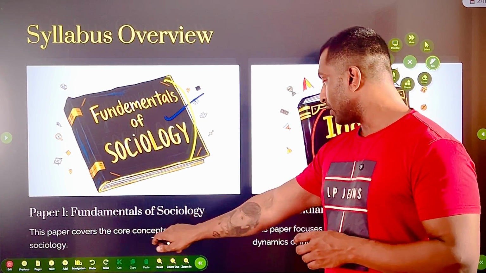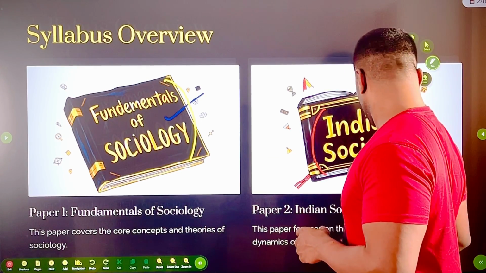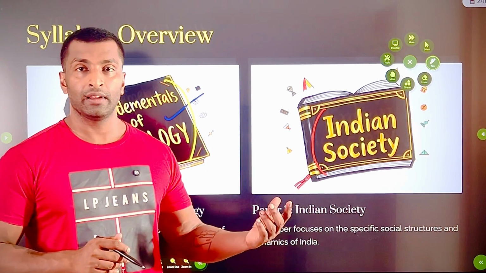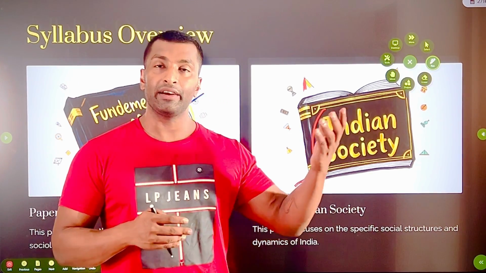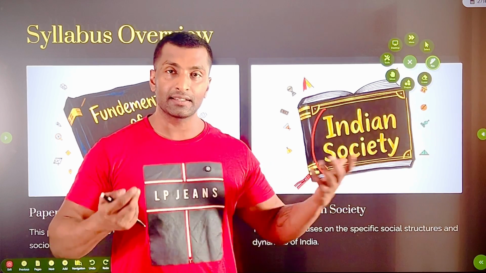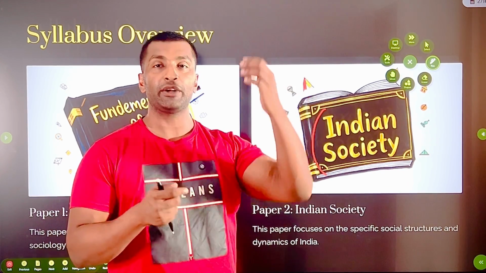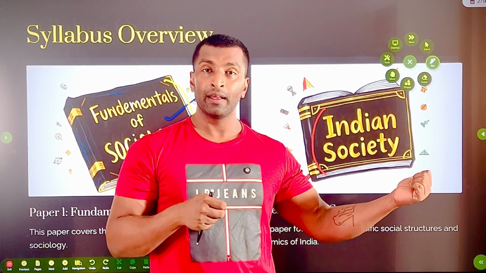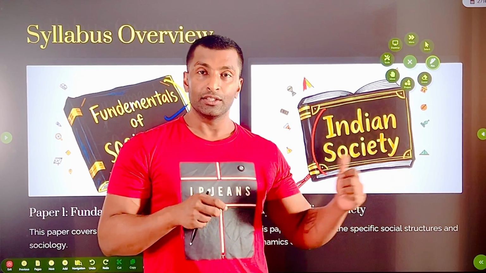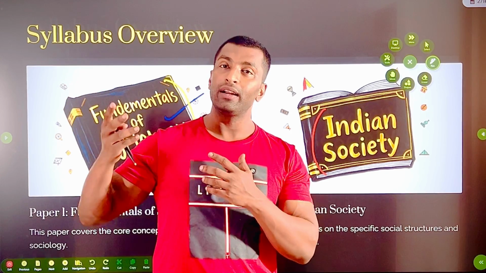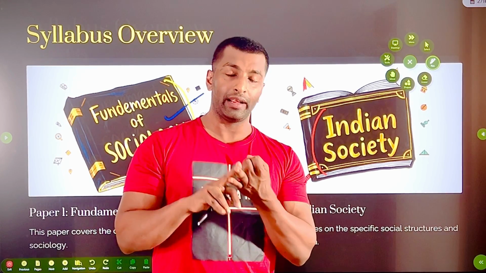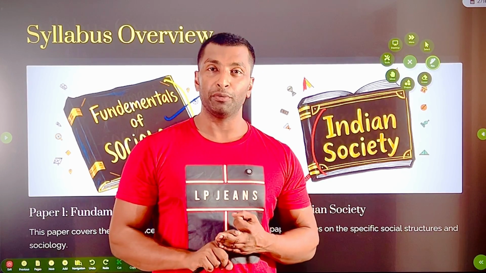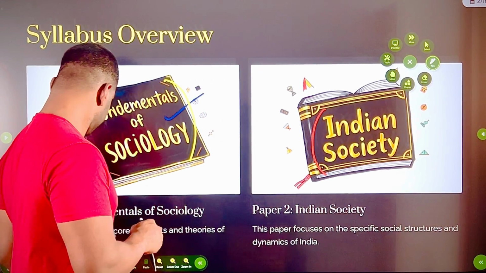This paper covers the core concepts and theories, that is paper 1, and then the application to specific social structures. Again, when it comes to Indian society, the caste system is entirely different. Western society has never seen such a system. So when we talk about inequality, we need to apply it in an entirely different context for the Indian system. In the Western system, inequality will be on educational or economic aspects, but in Indian society we need to bring in more of the cultural aspect. We will be looking at all those.